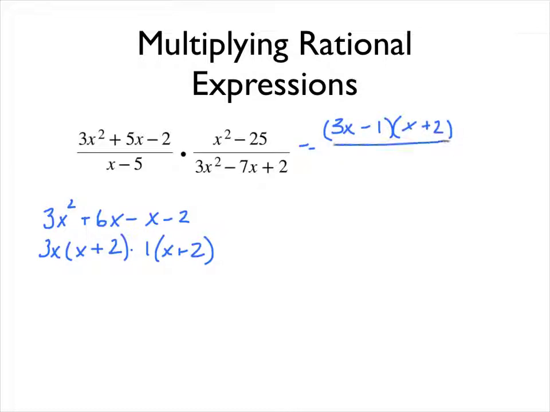The denominator, just x minus 5. And we're multiplying, and we see a difference of squares, so x plus 5, x minus 5. I'm going to run out of space. Tight. Okay, and then we got to factor this one.